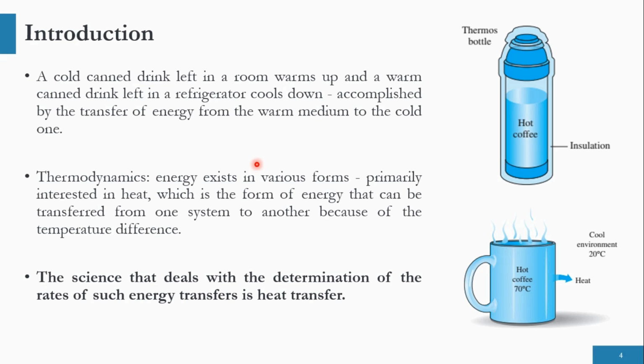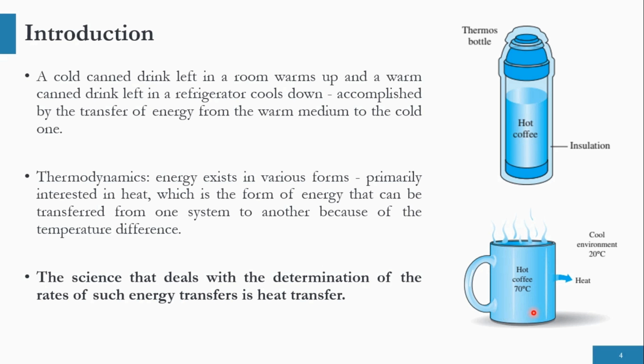In thermodynamics, energy exists in various forms. It could be internal energy, kinetic energy, potential energy, or heat. But in heat transfer, we are primarily interested in heat, which is the form of energy that can be transferred from one system to another because of a temperature gradient or temperature difference, or we can say because one system is hot and one system is comparatively cold. So the heat will be transferred from the high temperature source to the lower temperature system. And the science which deals with the determination of the rates of such energy transfer is called heat transfer.